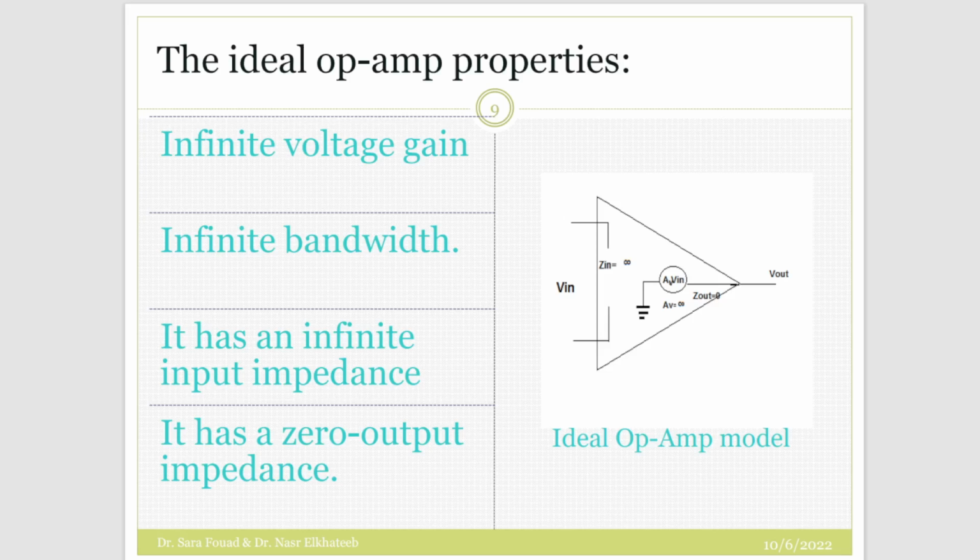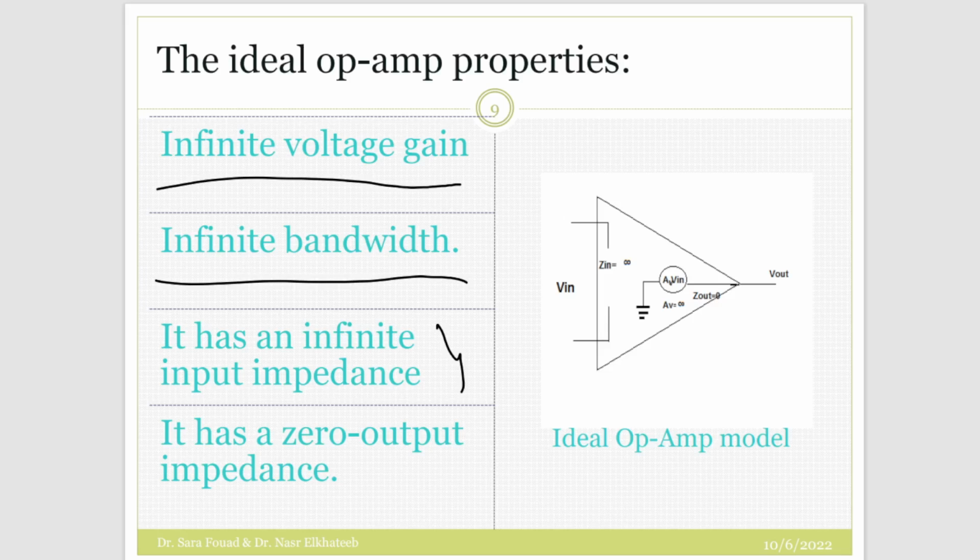The ideal operational amplifier has infinite voltage gain, and also infinite bandwidth. It also has an infinite input impedance. The input impedance is the resistance at the input pins.